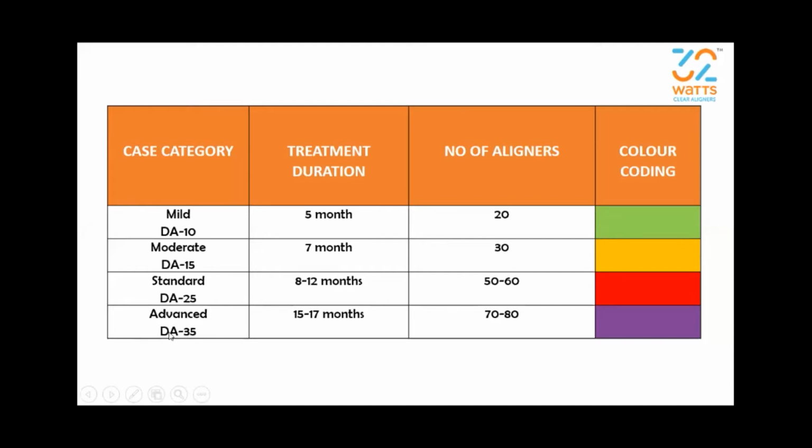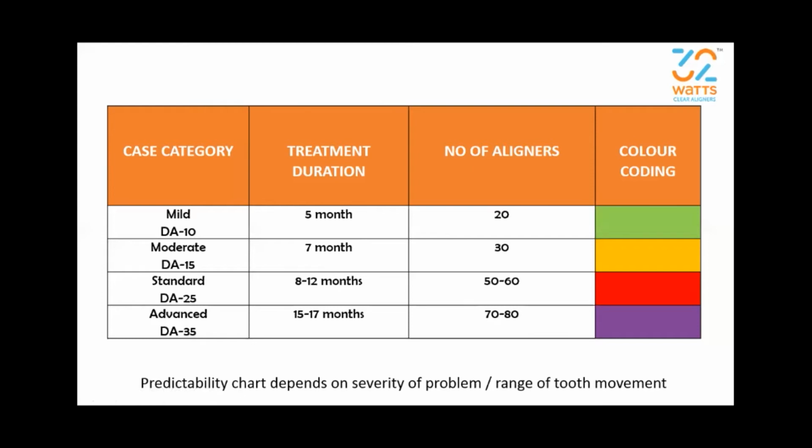And the advanced category means that the degree of malocclusion is greater, and it would require more than 35 sets of aligners, and the treatment duration will be 17 months. We give approximately 80 aligners to track the case.